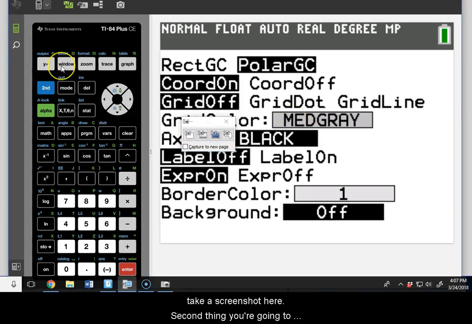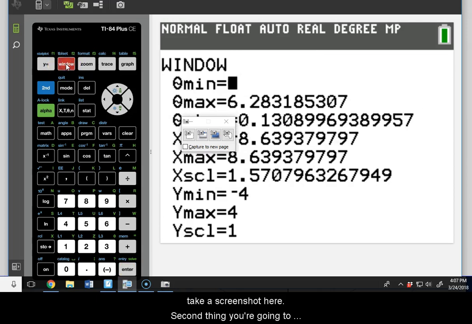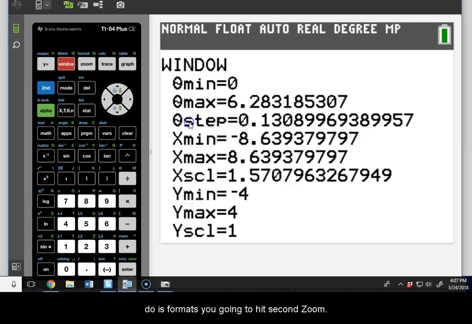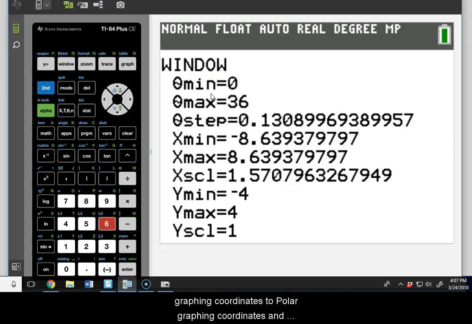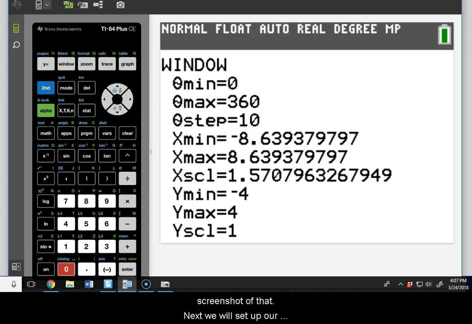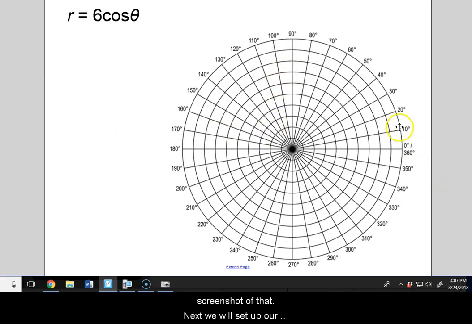Next, we will set up our window. So you're going to press window, which is right here. For window, let me move this thing out of the way. We're going to have our theta go from 0 to 360. We're dealing with degrees. And the step can be 10 degrees, right? That just matches our graphing paper, right? We've got 0 to 360, 10-degree increments.